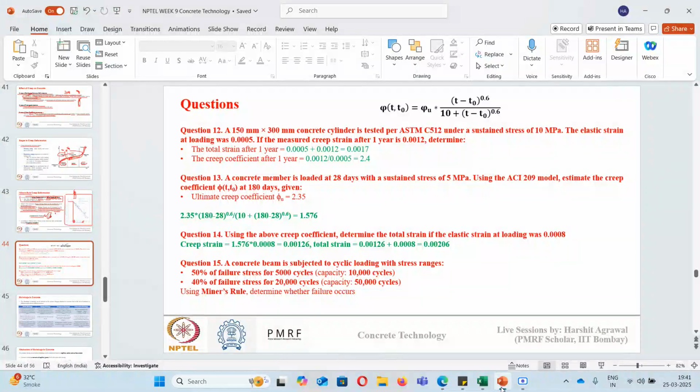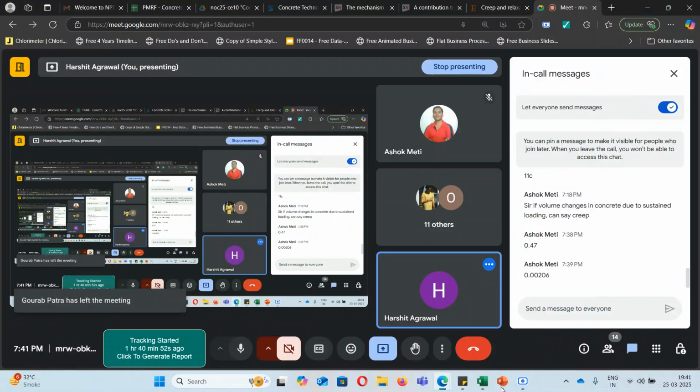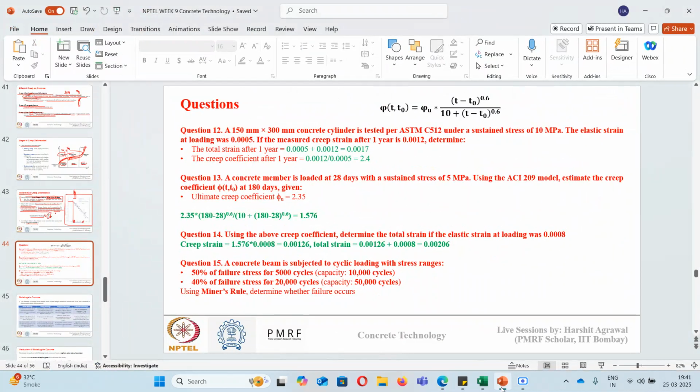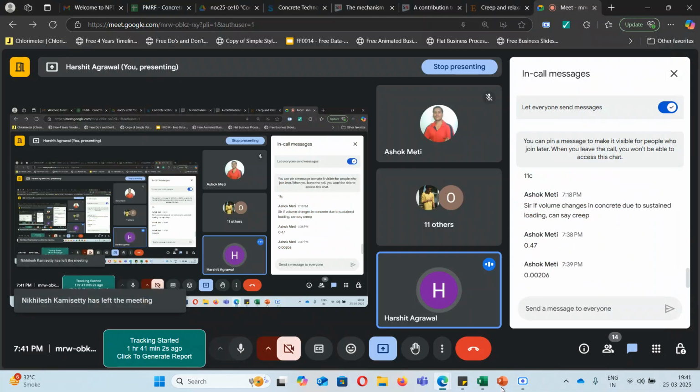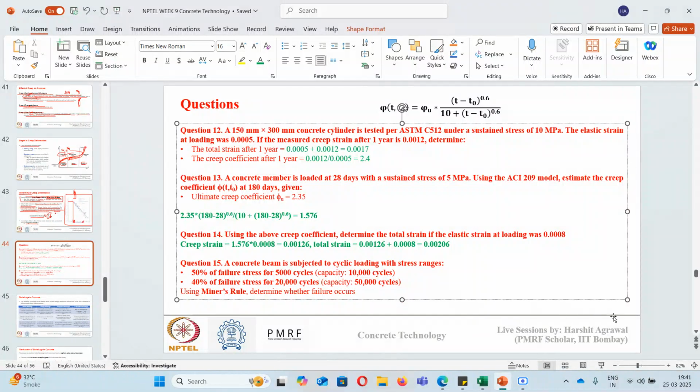0.47. For which question are you saying this answer? 0.00200. Okay, that is correct. 0.47, I don't think so. Is there any answer as 0.47? You might have made some mistake in that calculation. Okay. So I will tell you this answer because I don't think you will find it easy to calculate right now.